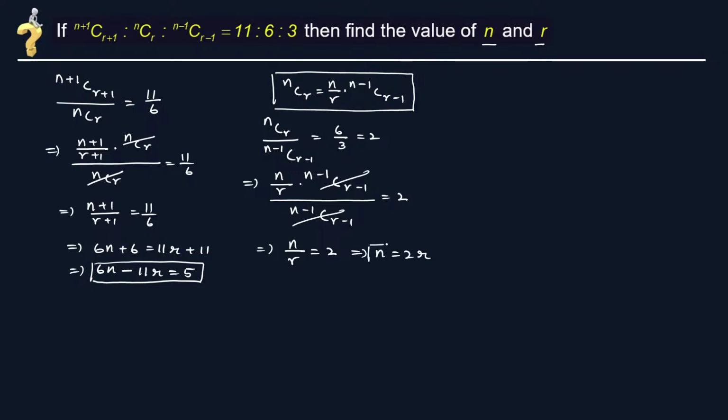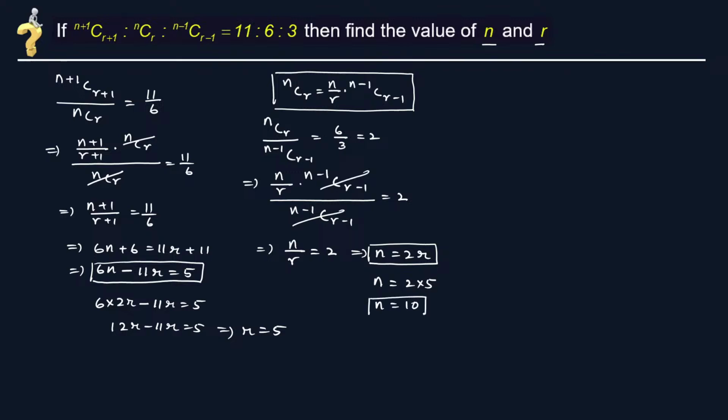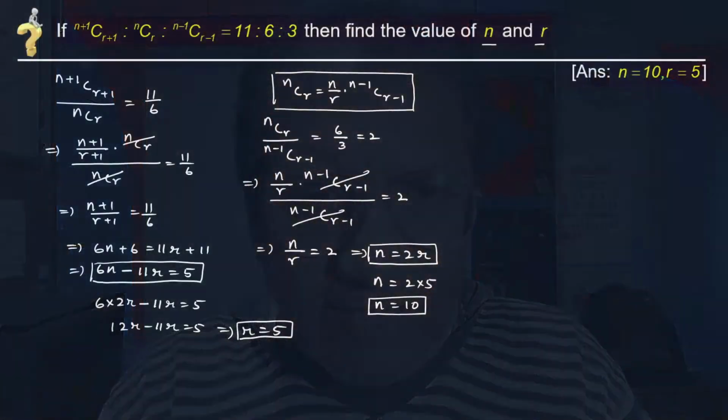Now let me put this value of n in the first equation. So we have 6 into 2r minus 11r is 5. So 12r minus 11r is 5, which implies r is 5. And the moment we get the value of r, we know the value of n, which is 2 into 5, so n is 10. Is it clear? Therefore, our answer is n equals 10 and r equals 5. I hope this question is clear to all of you. Pretty simple, direct application of the formula, right? Okay, let's take the next question.